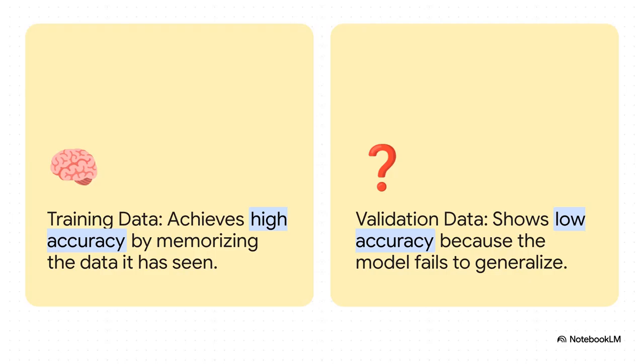This huge gap between how it performs on data it's seen versus data it hasn't, that's called overfitting. Your model has basically just memorized the answers to the test instead of actually learning the subject. So it looks brilliant in training, but it can't apply what it learned to new situations. Our whole mission today is to build a model that actually understands cars.